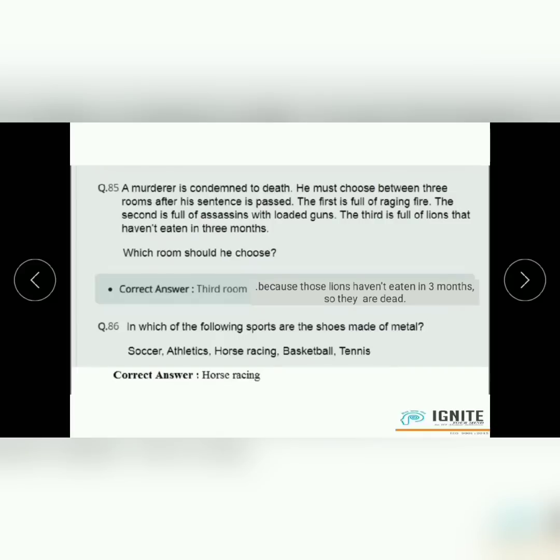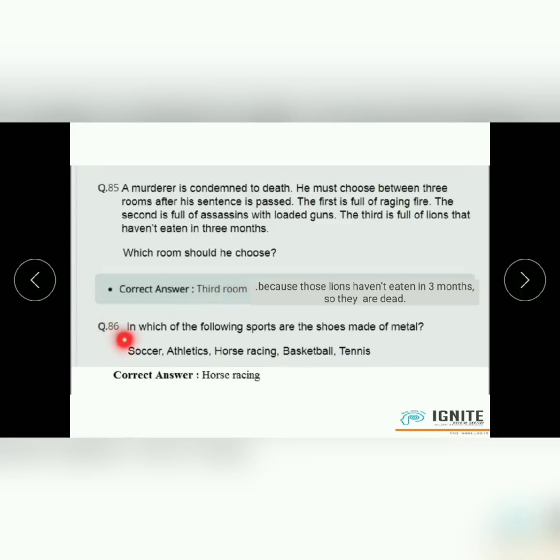Okay, clear? Next question. This is also an example of a situational riddle. A murderer is condemned to death. He must choose between 3 rooms after his sentence is passed. The first is full of raging fire, the second is full of assassins with loaded guns, and the third is full of lions that have not eaten in 3 months. Which room should he choose? The correct answer is the third room, because those lions have not eaten in 3 months, so they are dead. So the answer is the third room.